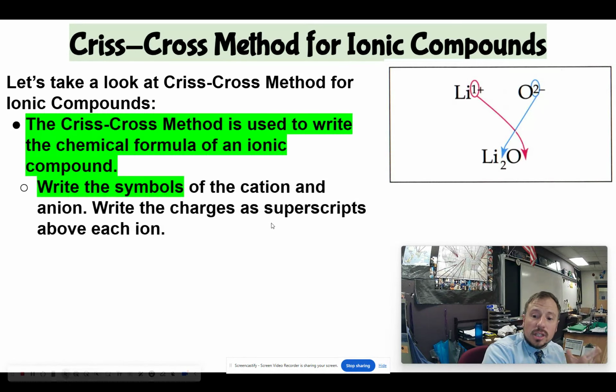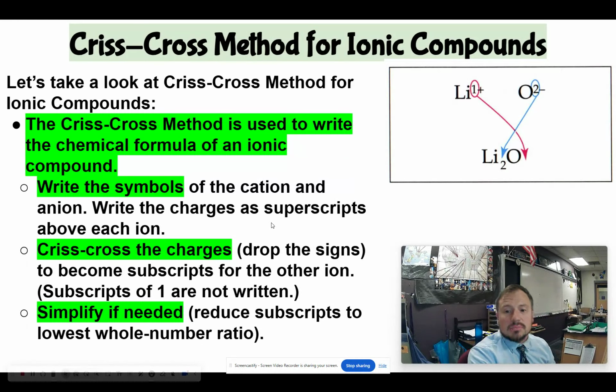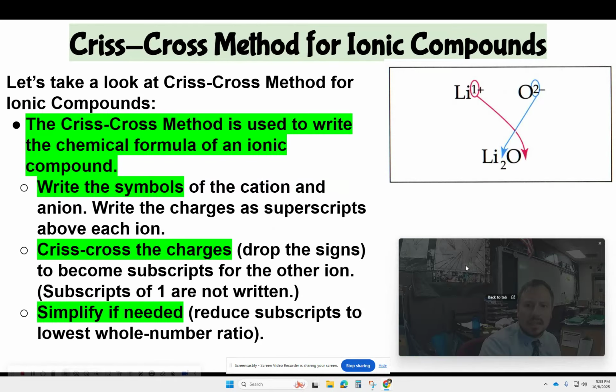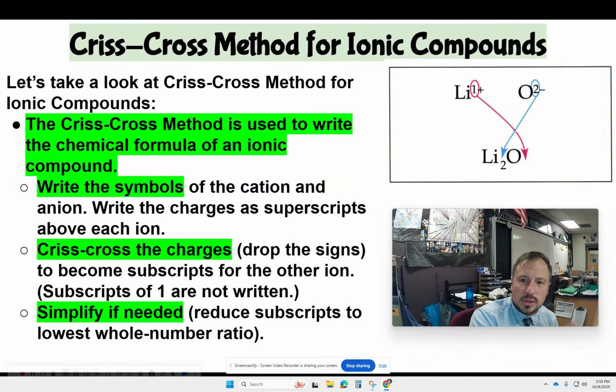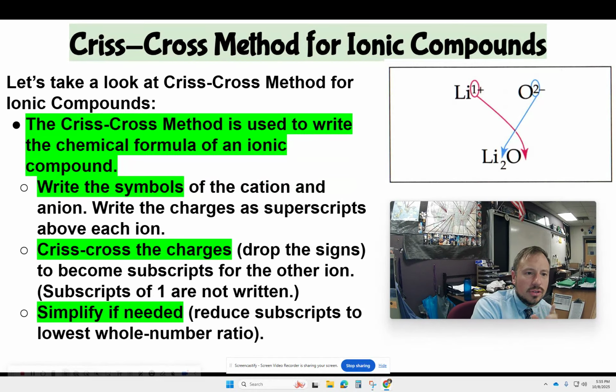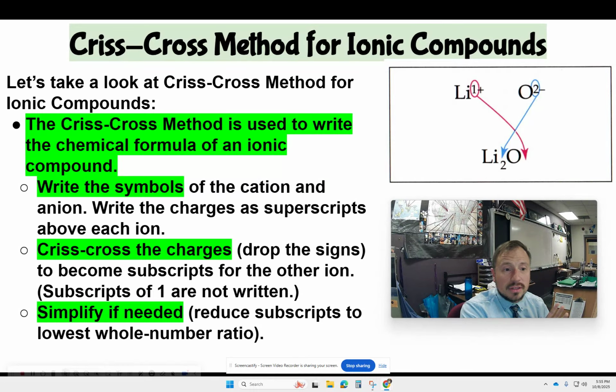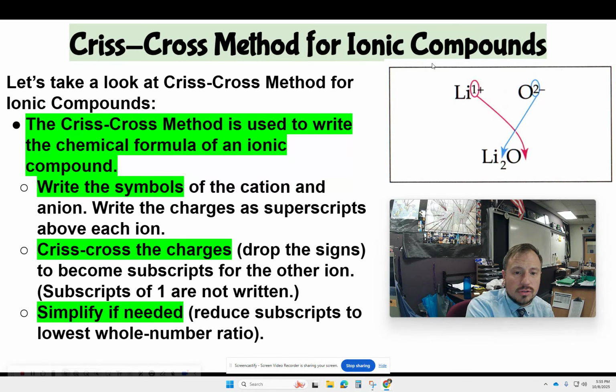Now, here's how you find out how many of each element you have. Because we're not dealing with the multiple bond situation, it does get a little bit tricky because we don't use prefixes. So here's how you do it. It's called the crisscross method, right? It's used to write the chemical formula of an ionic compound. So first you write the symbols, and then you find those charges. Crisscross the charges, so you drop the signs, right? Simplify if needed. So this is to make that neutral ionic compound.